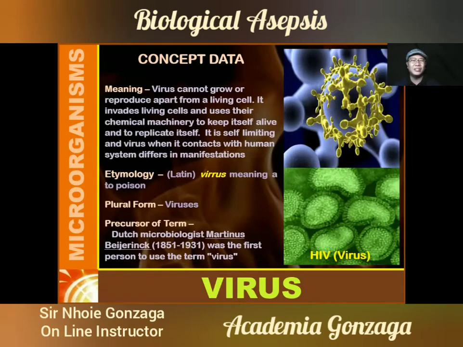Second, you will have your virus. Very common today, the SARS-CoV virus causing COVID-19. A virus cannot grow or reproduce apart from a living cell, meaning it cannot be independent. It invades a living cell and uses its chemical machinery to keep itself alive and to replicate itself, meaning it's parasitic. It is self-limiting, and a virus, when it contacts the human system, differs in manifestation.